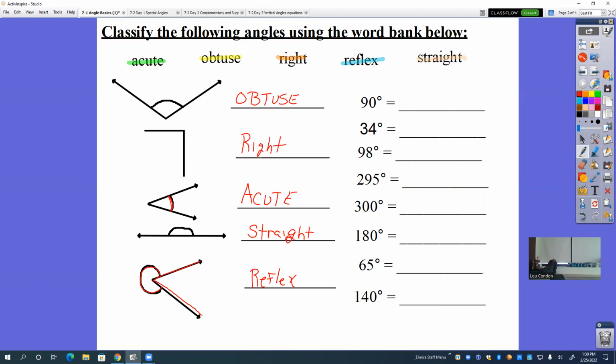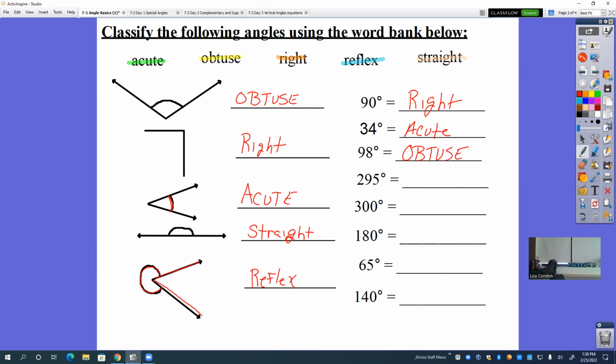Now for the second part, they give us angle measurement sizes. Based off of the definitions, we would just go accordingly. 90 degrees is the right angle. 34 is less than 90, so it's an acute. 98 is greater than 90, but less than 180. So obtuse.